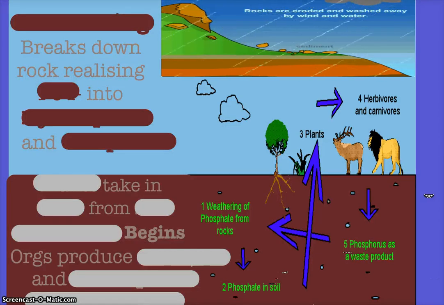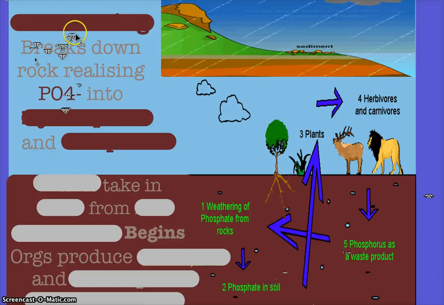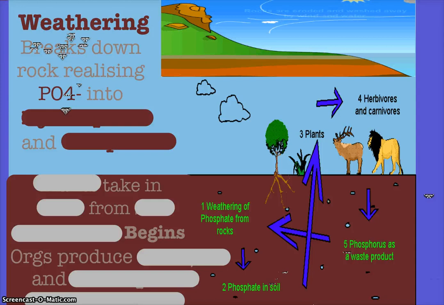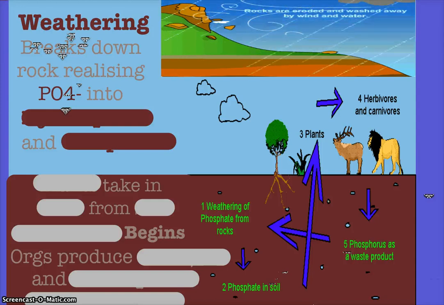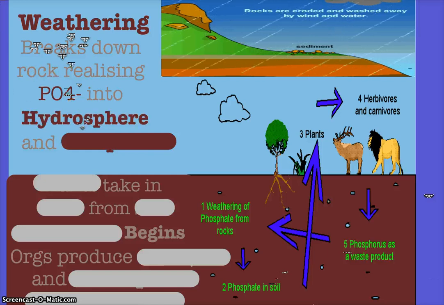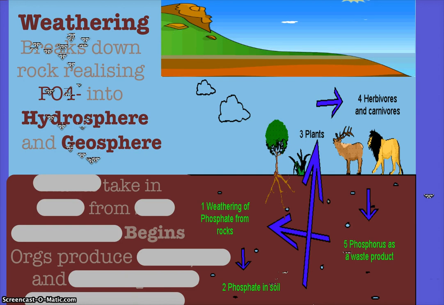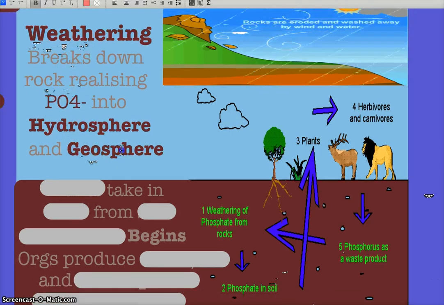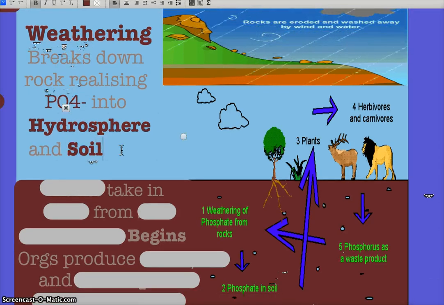It's breaking down. Rocks break down. What's breaking it down? Look at the rain. I'm going to say weather because it's wind. You see the wind circulating? Wind and rain break down rock. And then the phosphate enters the soil or the hydrosphere. Okay? So it's going to enter the soil. Or the water.